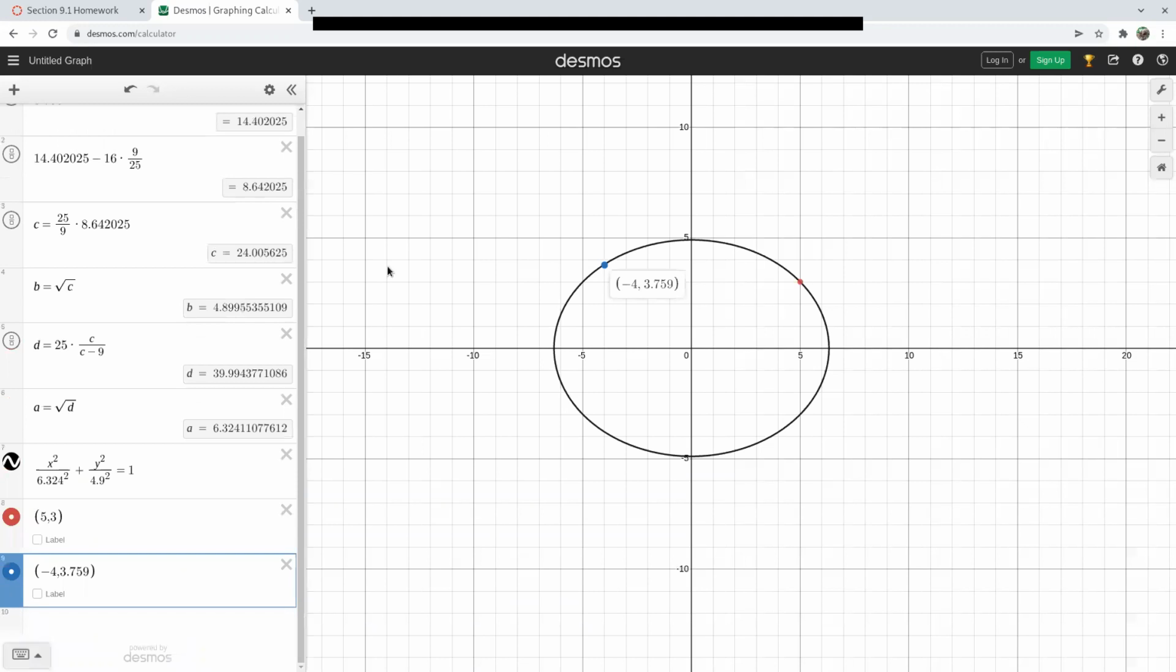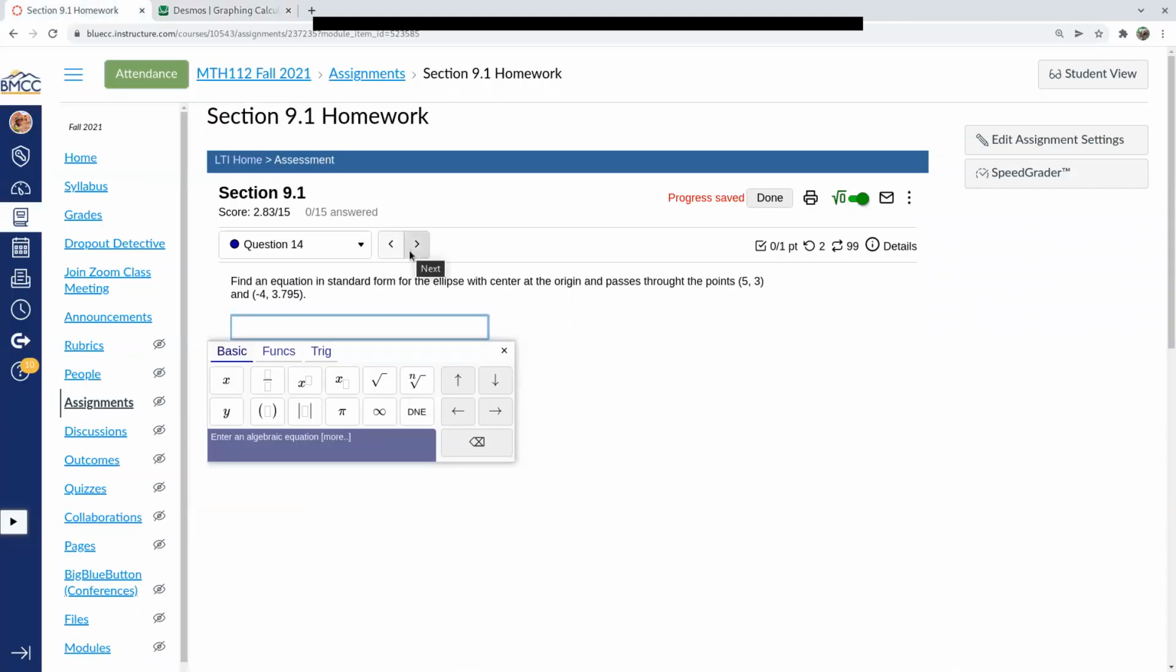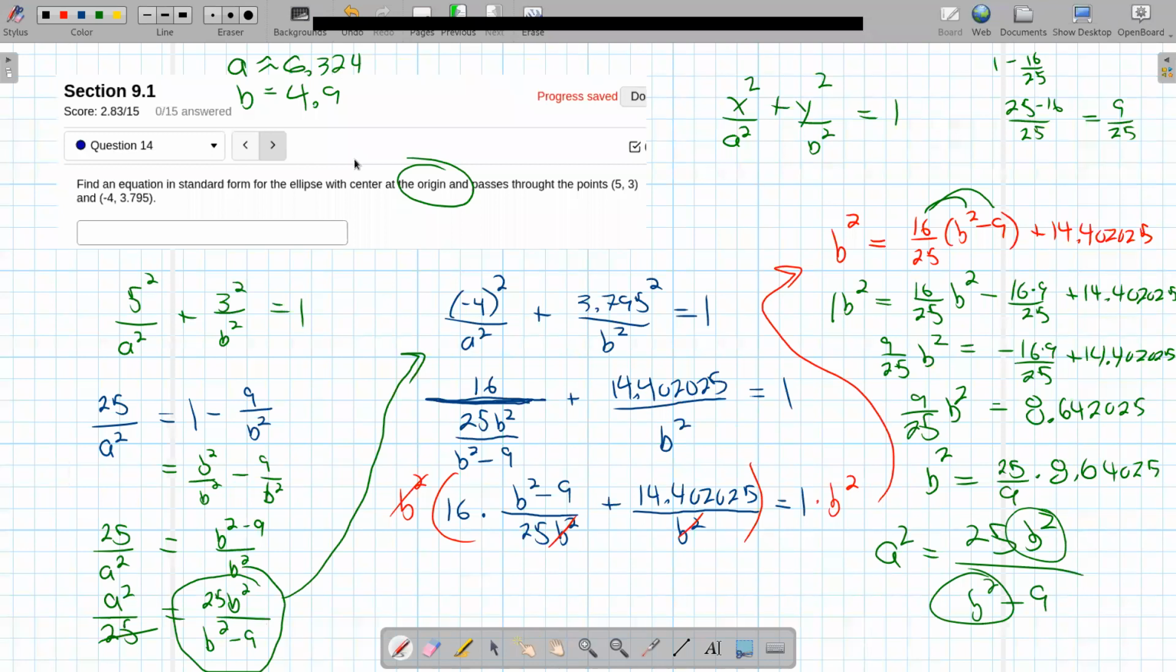Well, that was a heck of a lot of work. So we do have a standard equation for the ellipse. It would be approximately x squared over 6.324 squared plus y squared over 4.9 squared equals 1.